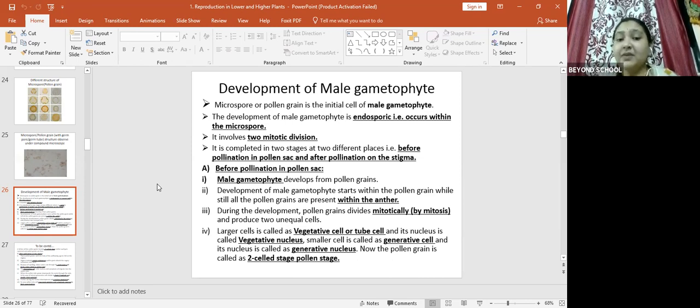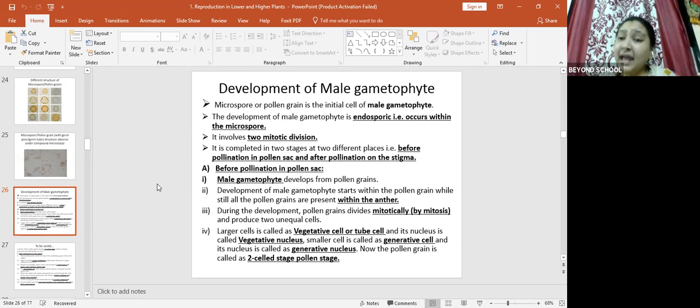Now what we will see? We will see that the two unequal cells formed are a larger cell and a smaller cell. ओके, जो दो सेल्स फॉर्म हुए ना सिद्धांत, एक बड़ा सेल बना और एक छोटा सेल बना. ओके, the larger cell is called the vegetative cell. It is also called the tube cell. एंड हेंस यही जो वेजिटेटिव सेल है, ये क्या बनाएगा? ये न्यूक्लियस भी बनाएगा. और जब ये वेजिटेटिव सेल न्यूक्लियस बनाएगा, उसे हम बुलाते हैं वेजिटेटिव न्यूक्लियस.